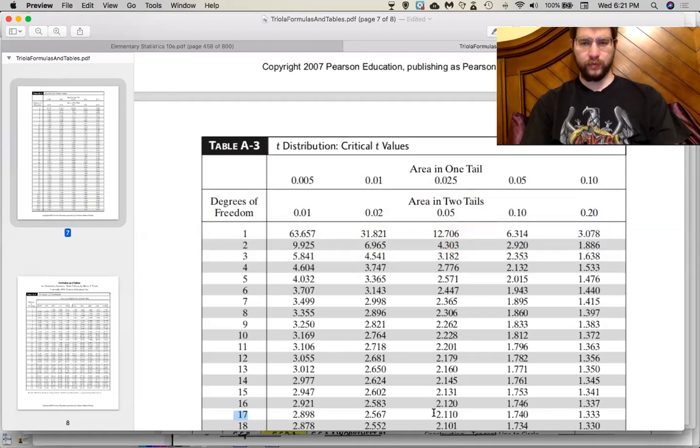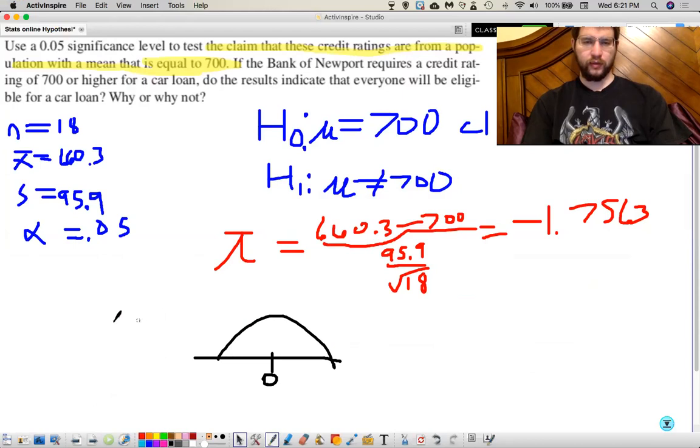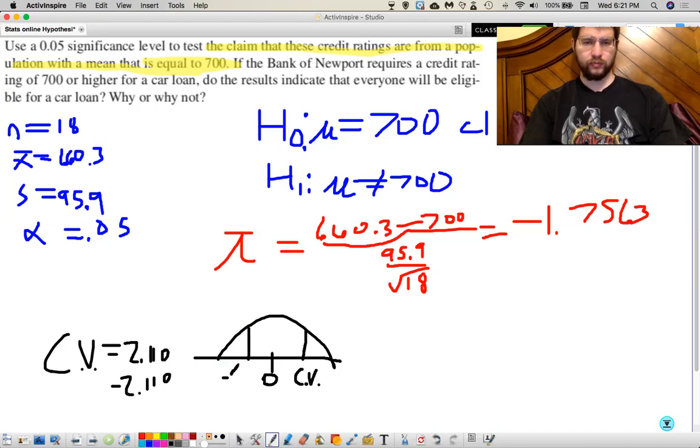Middle column, 2.110. Okay. So my critical value is 2.110. And I'm going to plot that on here. And I'm just going to abbreviate that critical value. That's 2.110. Now it's a two tail, so I also have the negative 2.110. A negative critical value.